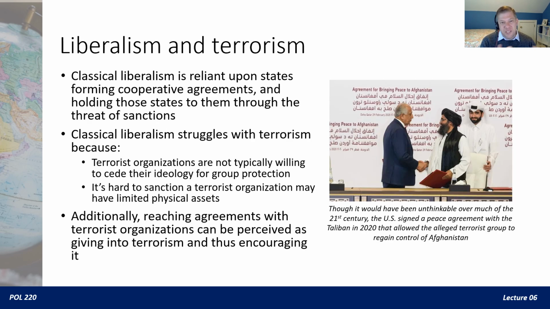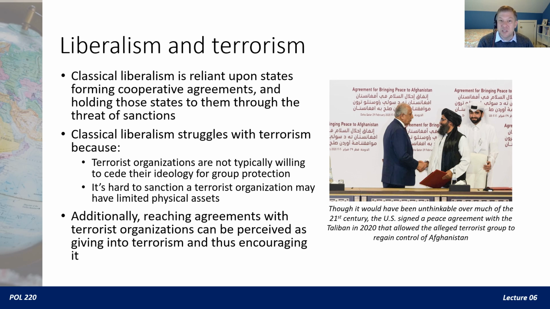Looking at liberalism, classic liberalism relies upon states forming cooperative agreements and holding those states accountable to them. The struggle here is that terrorist organizations are not typically willing to cede their ideology. They're not going to give up things to reach an agreement with another group. It's also hard to sanction a terrorist organization because many of them don't have a lot of assets. If your principal asset is an ideology that lives in people's heads, how are you going to sanction that, right? You can close bank accounts and other sorts of things, and you can blockade countries.